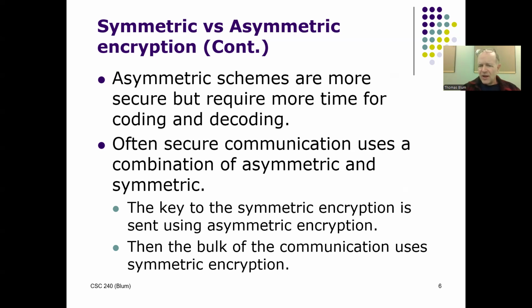And so then one way to use asymmetric, because it's more secure, is to use the asymmetric encryption to encode the key of the symmetric. So the bulk of the communication may be the simpler symmetric encryption, but the communication of the key for the symmetric encryption will use the asymmetric encryption. And so it should be sort of hard for somebody to figure out the key.